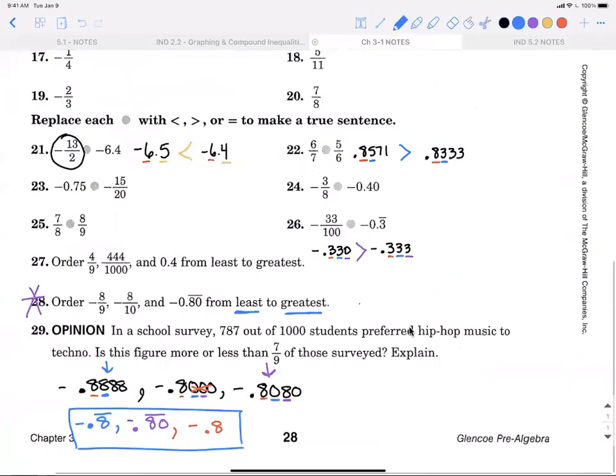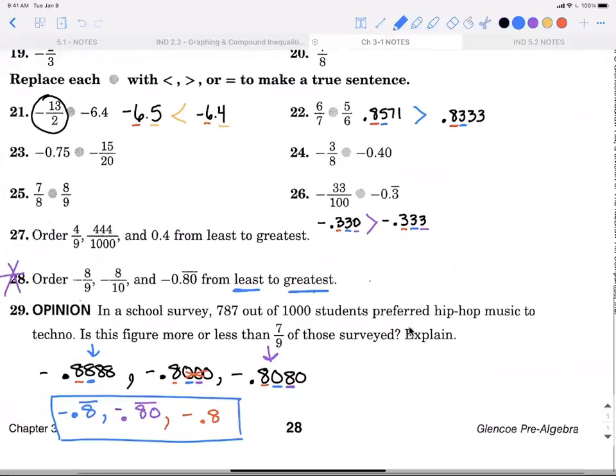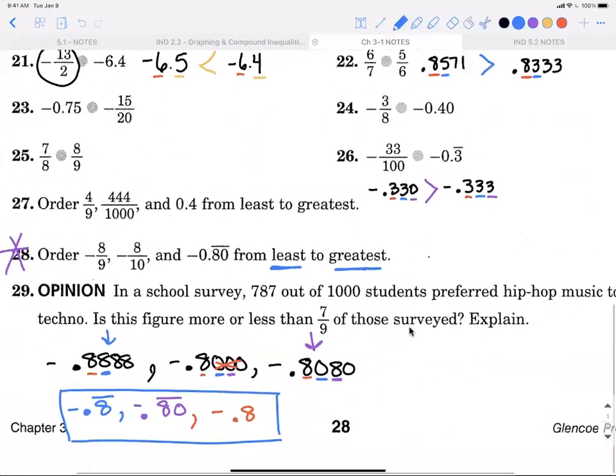When you're comparing them and writing them in order of greatest to least, I need to see the work like I did down here. This is where you convert them all to decimal and then order them. Let me know if you have any questions.